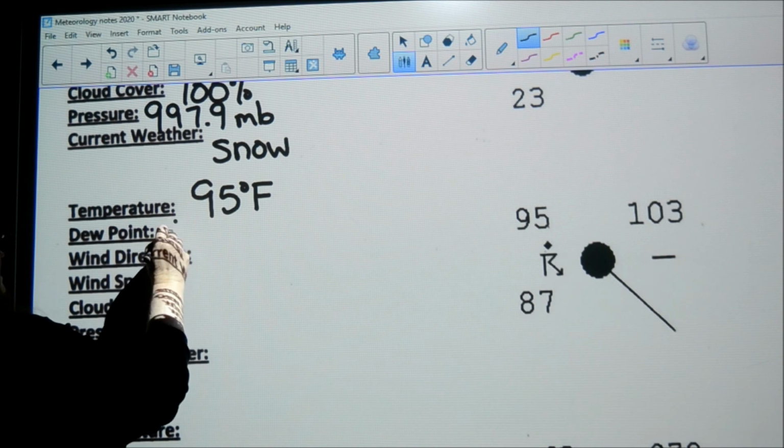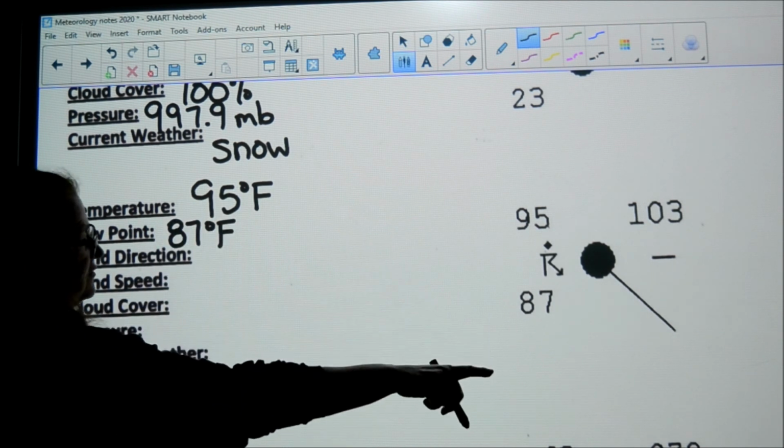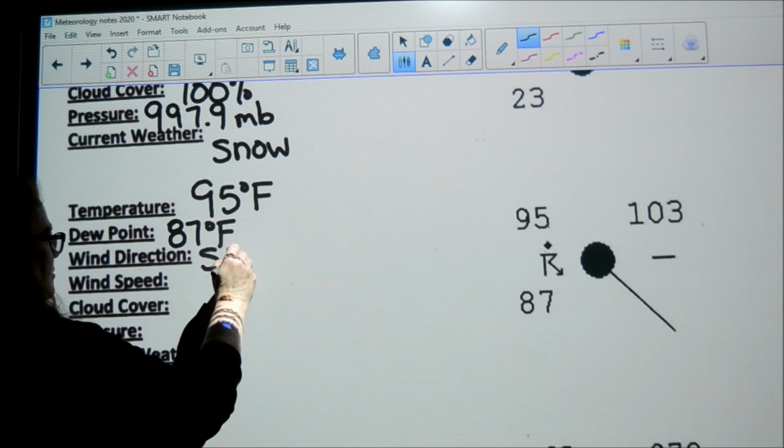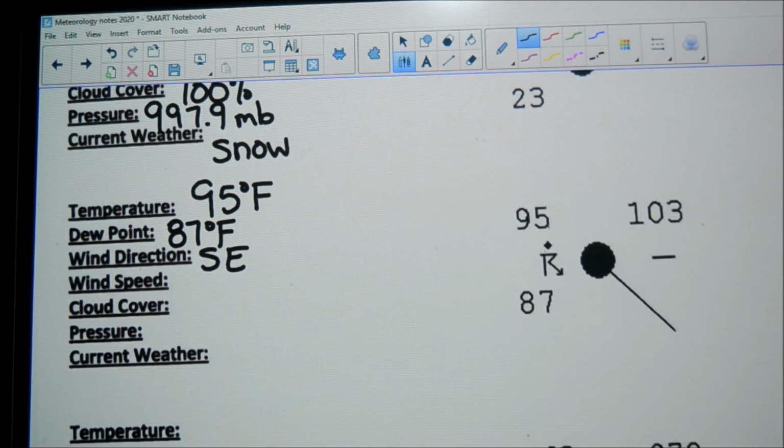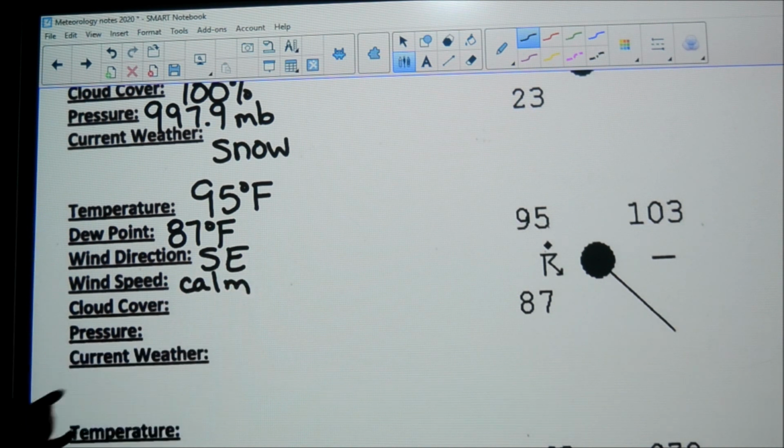Dew point is 87 degrees Fahrenheit. Wind direction, I'm coming from the southeast. My winds are calm, I don't have any feathers. So it's less than 5 knots. My cloud cover is 100%.